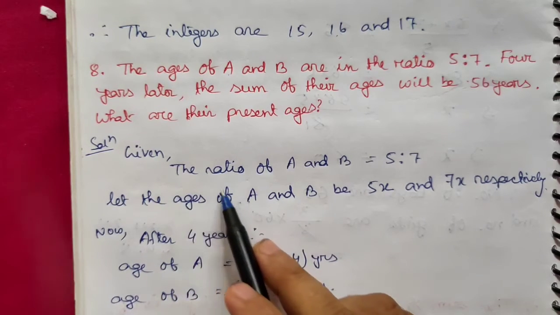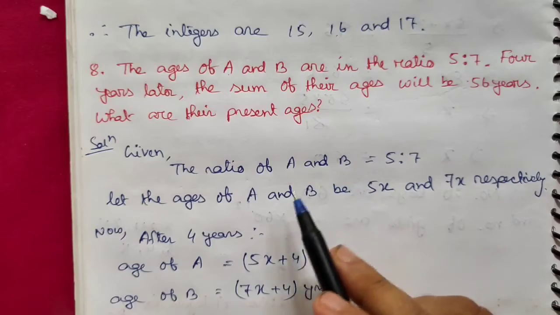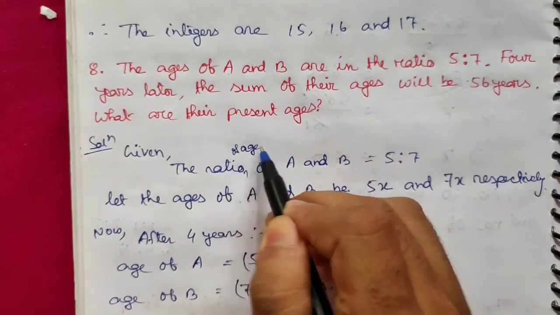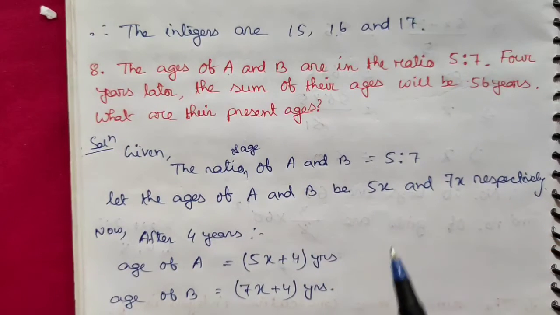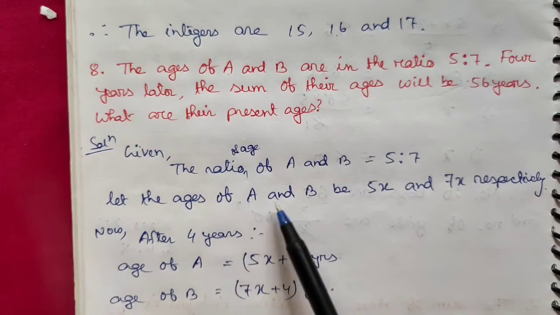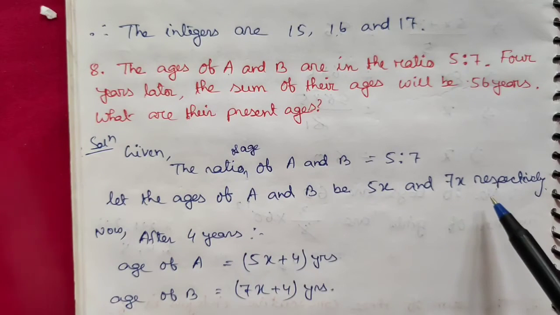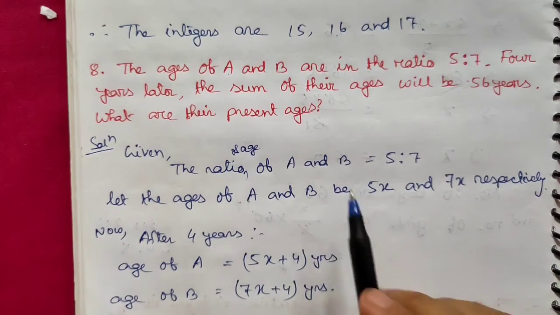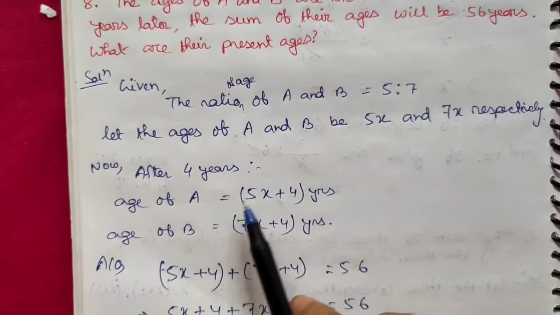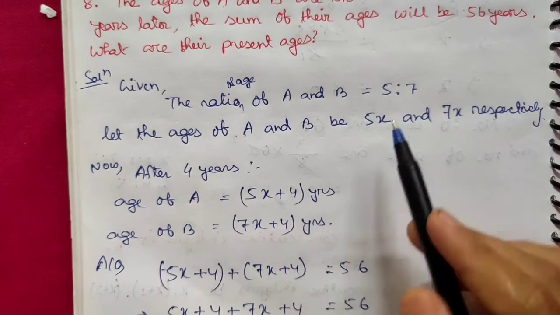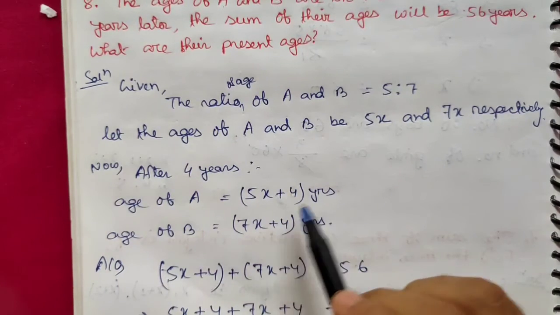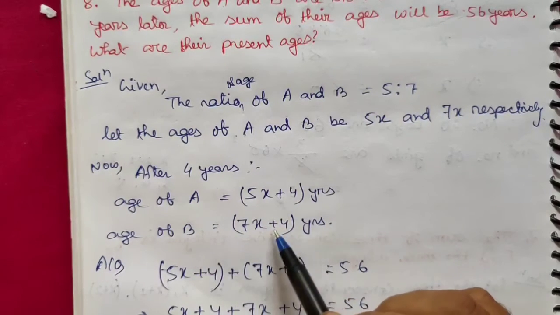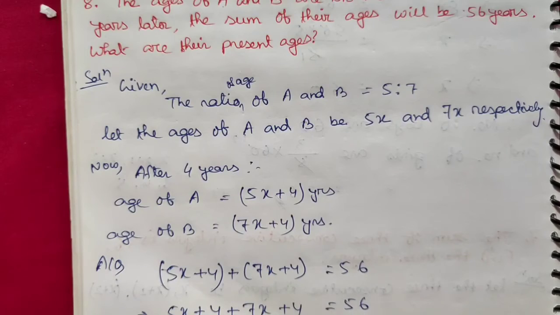So here the ratio of the age of A and B is 5:7. Let us consider the ages of A and B to be 5x and 7x respectively. This is their present age. Now after 4 years, the age of A will be, since the present age of A is 5x, 5x plus 4, and the age of B will be 7x plus 4.